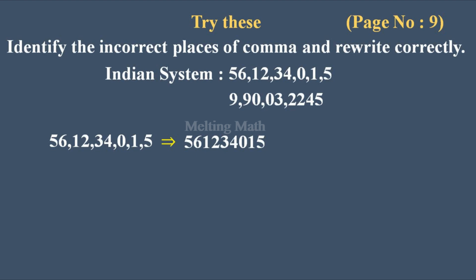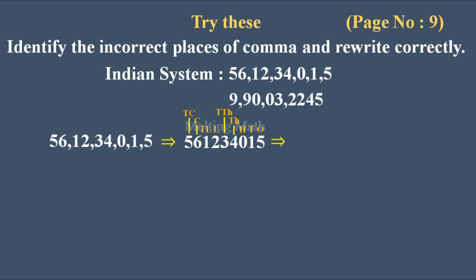Okay. So here the last digit 5 is in the ones place, next is in the tens, next hundreds, next thousand, next 10,000, next lakh, next 10 lakh, next crore, next 10 crore. Okay, so here we wrote the places of each digit. So based on the places we can easily put the comma.